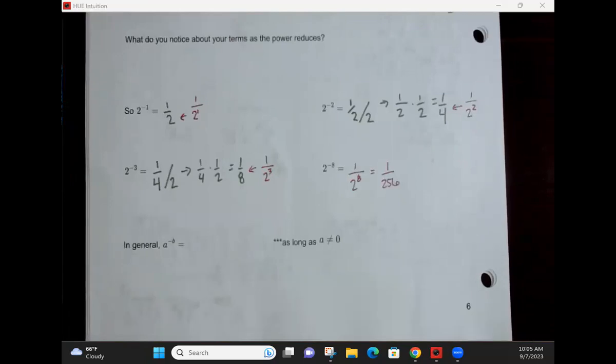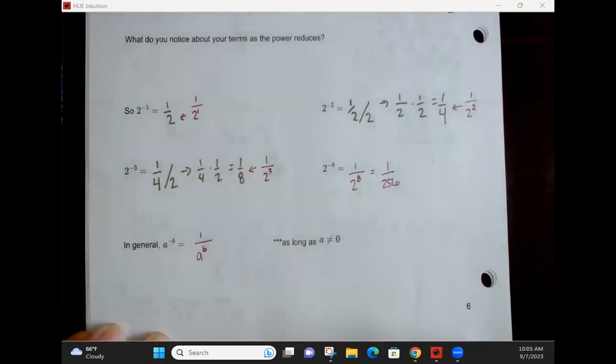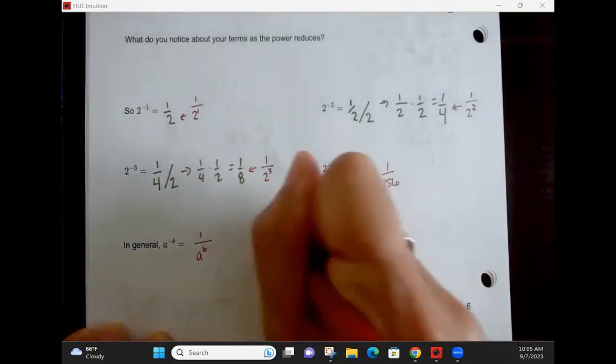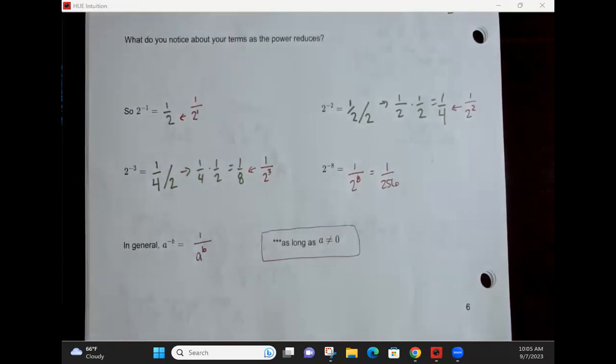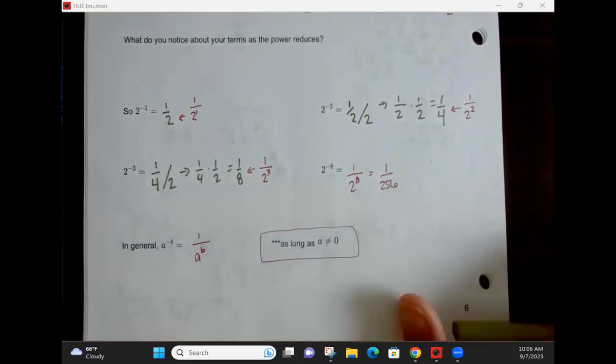In general, if I've got something to a negative exponent, we're looking at the reciprocal, as long as a is not 0. Why do I have to put that disclaimer there? What would be the problem if my base for the exponent were 0? I'd be dividing by 0, and that is undefined. Okay, so as long as the base for our exponent is not 0. Questions for me so far? All righty, turn the page.